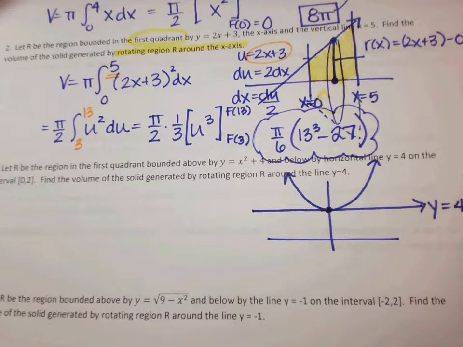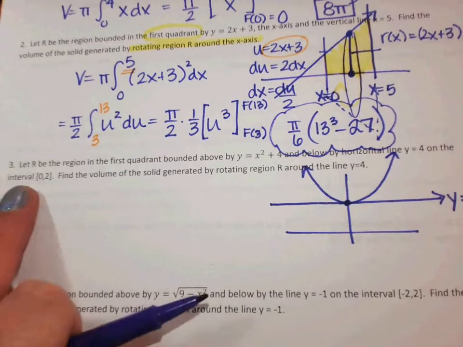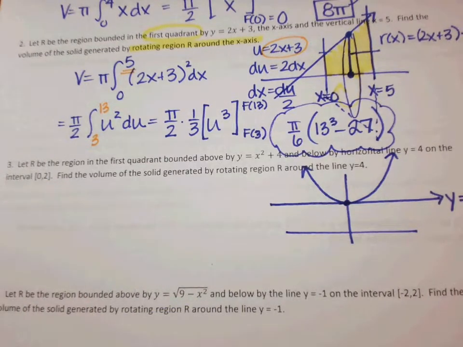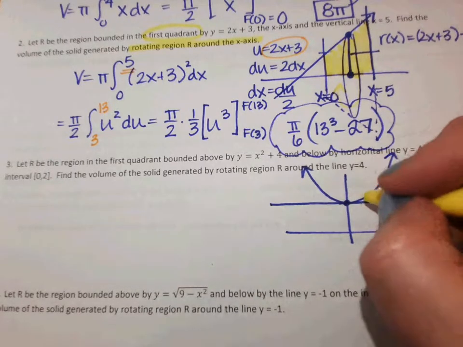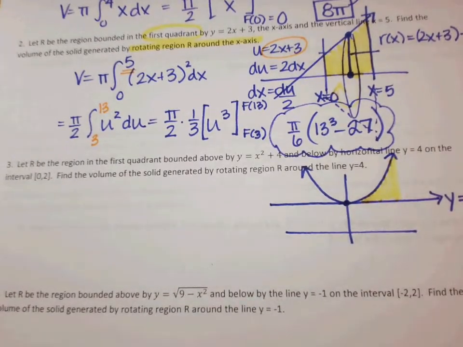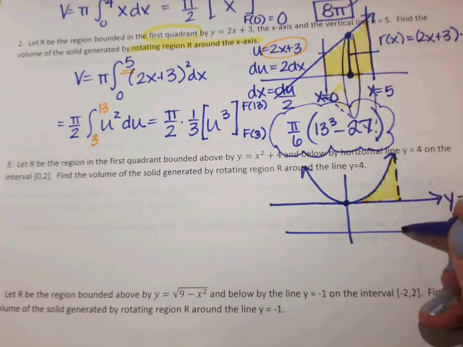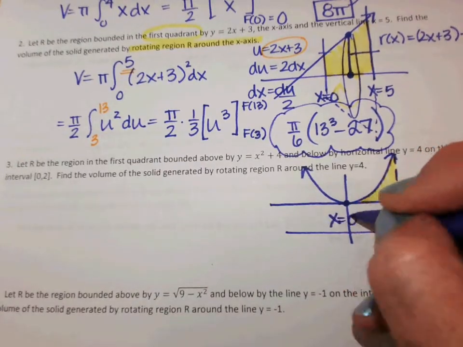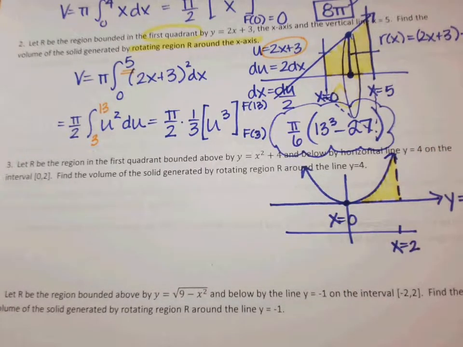No. How does it tell you where to stop, though? Yeah, keep reading right here. What does it say? On the interval from 0 to 2. So I would start shading here at 0. I would keep shading until 2. And then I would stop at that point. So I'm going to put right here, that's x equals 2. This is x equals 0. So far, so good? Okay, reflect that region over what you're rotating around.